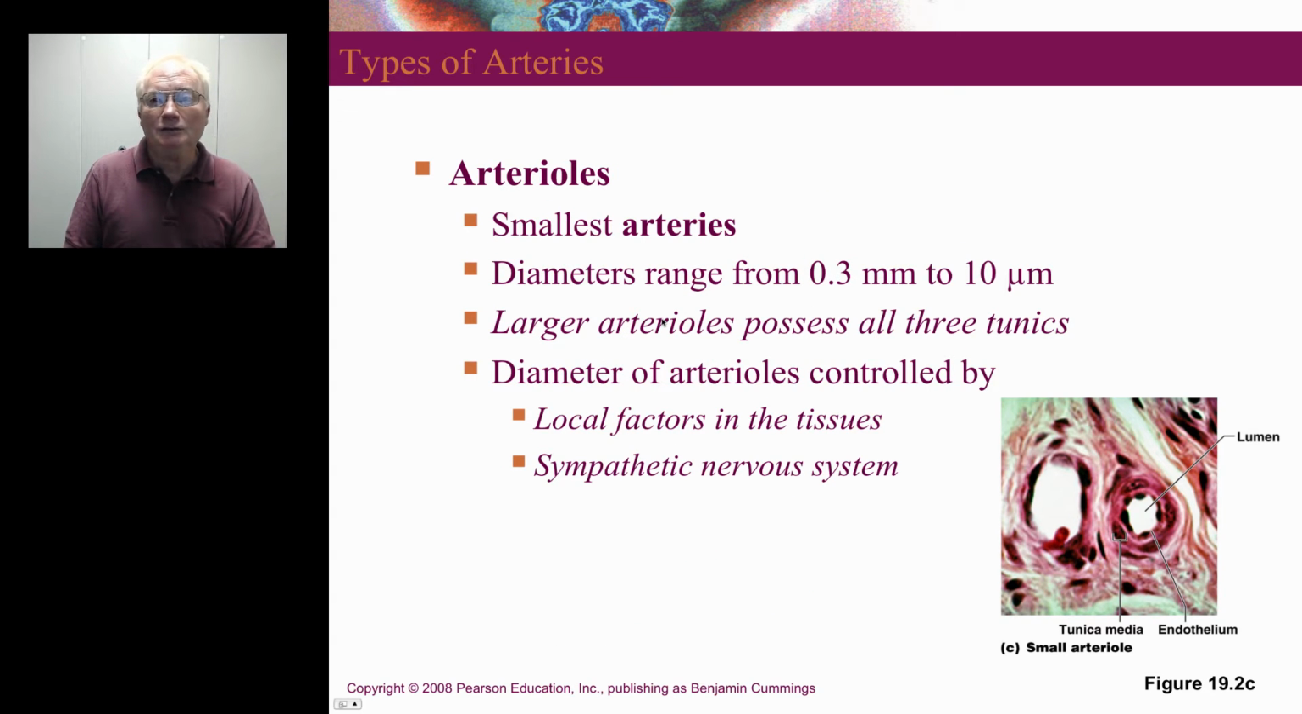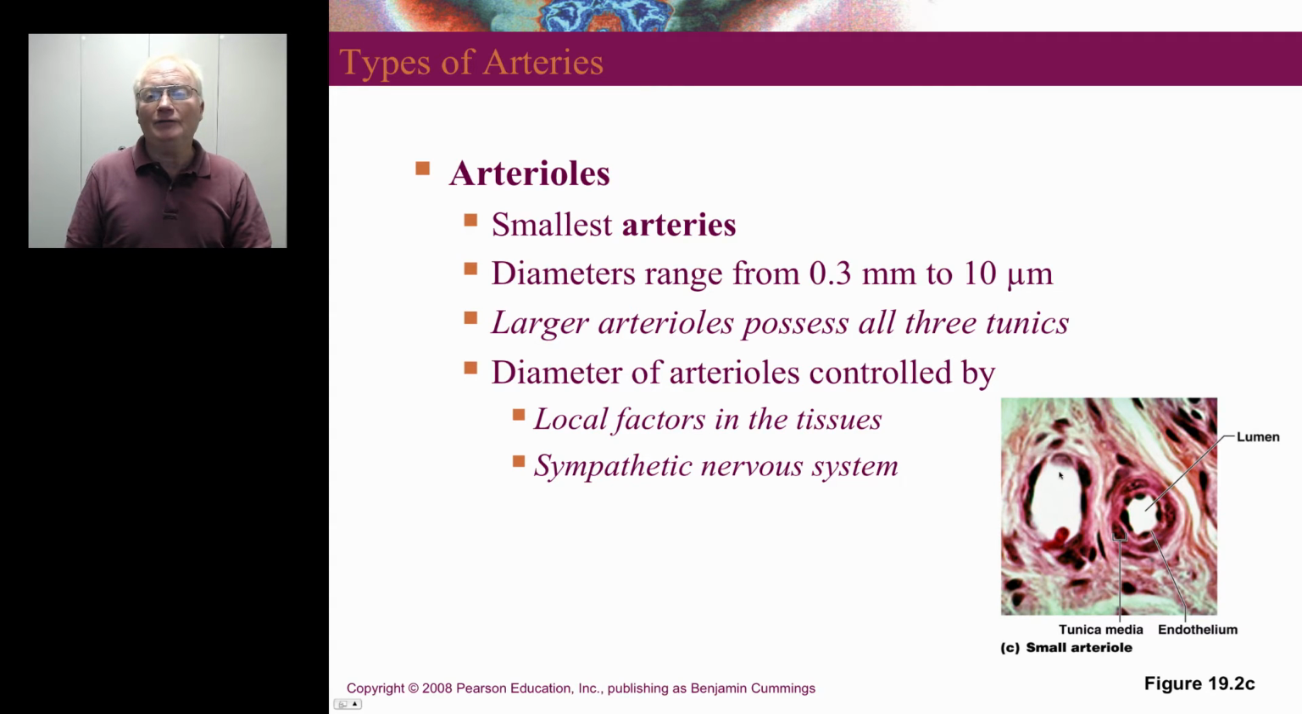Smaller than the muscular arteries are arterioles. They are smaller yet, but they are more numerous. As the small number of elastic arteries gets further out from the heart, they divide into many smaller muscular arteries, and those muscular arteries divide into many arterioles. So the individual cross-sectional area of an arteriole is smaller than a muscular artery, but the total number of them is much larger.